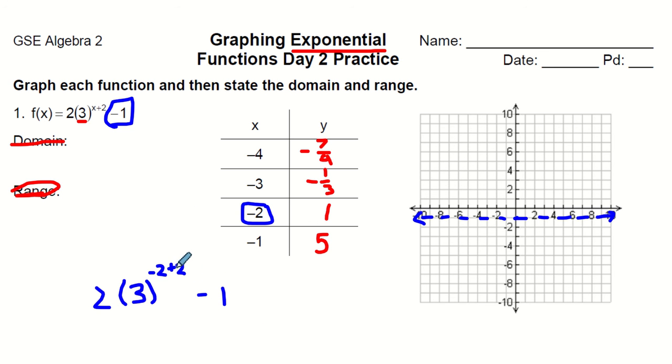So what is -2 plus 2? Well, that's 0. What is 3 to the 0 power? Well, that's 1. So this is really 2 times 1. And again, I got 1 from 3 to the 0 power. So then 2 times 1 is 2, and 2 minus 1 is 1. That's where the 1 came from. So you're just plugging it in.